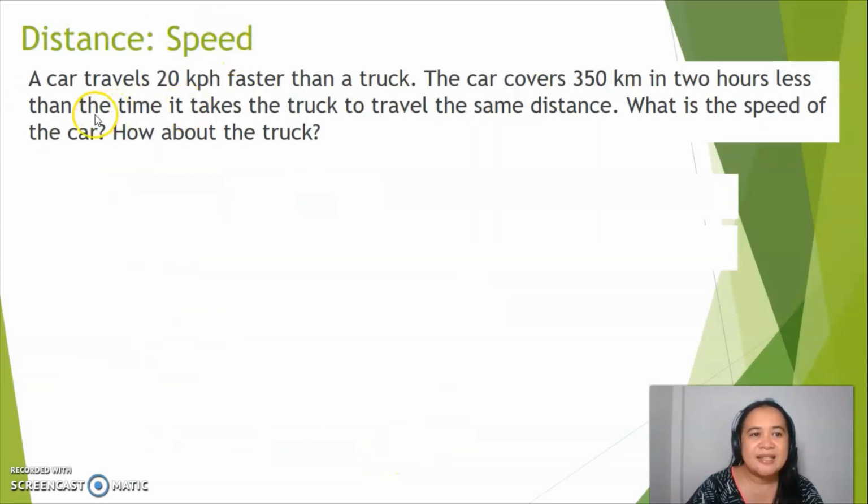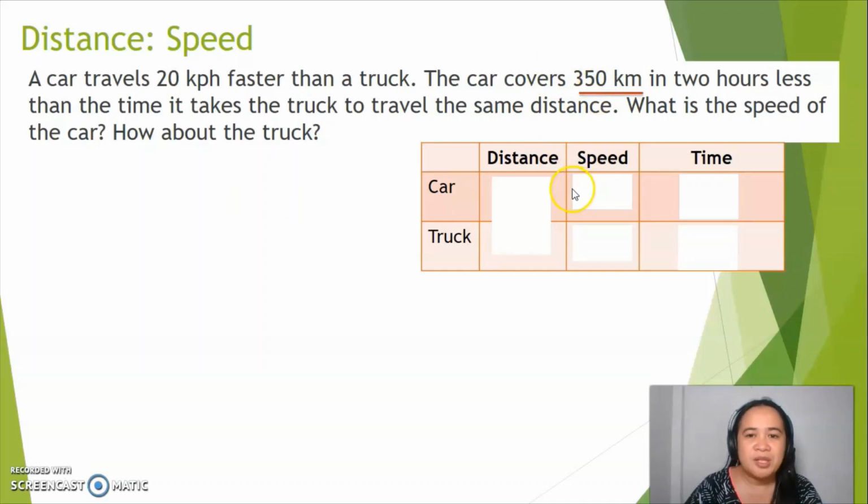Another, for distance. A car travels 20 kilometers per hour faster than a truck. The car covers 350 kilometers in 2 hours less than the time it takes the truck to travel the same distance. What is the speed of the car? How about the truck? So take note, the distance here is 350 kilometers.